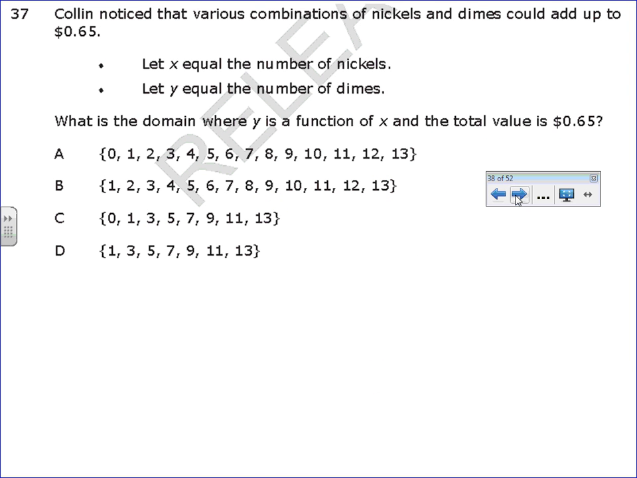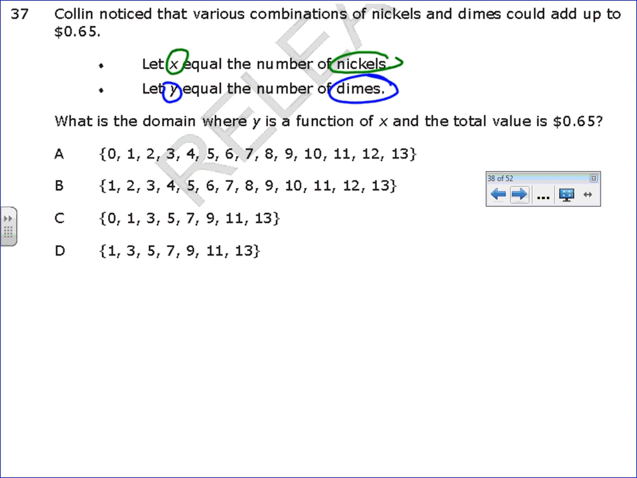Okay, for 37, this is a domain and range problem. Colin noticed that various combinations of nickels and dimes could add up to 65 cents. Let x represent the number of nickels and y the number of dimes. So x is nickels and y is going to be my dimes.